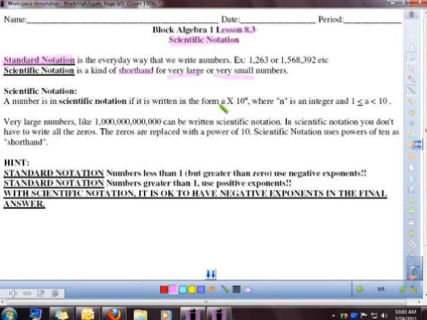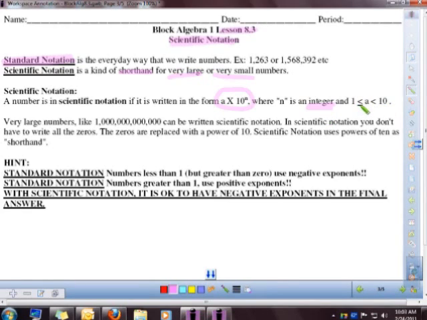Scientific notation is in this form. A number times, now x means times in scientific notation. It's not a variable like it is in math class. 10 to some number, where n is an integer. That means it's a whole number, positive or negative. And a has to be between 1 and 10.